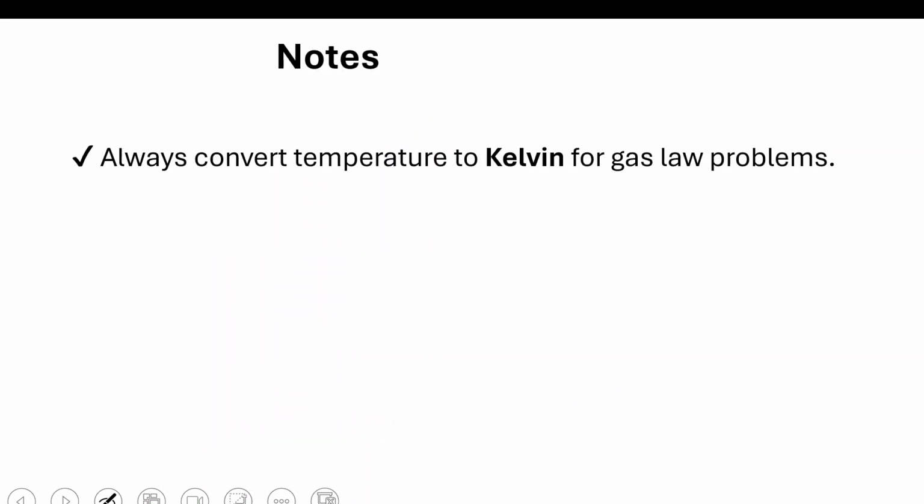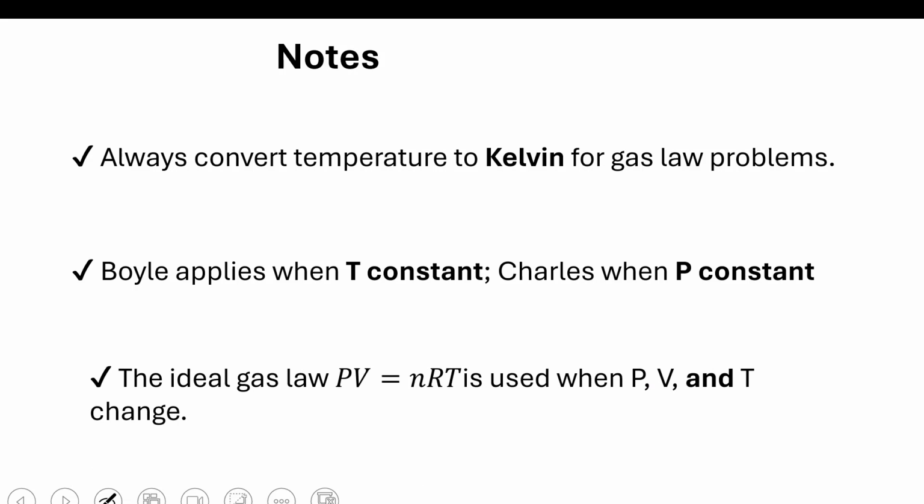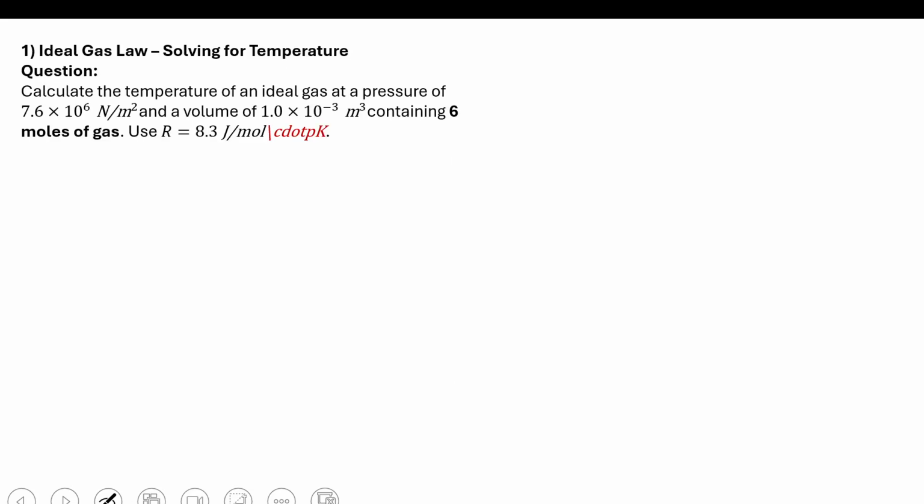Note here that you should always convert temperature to Kelvin for gas law problems. Always. Then Boyle's law applies when T is constant. Charles's law applies when P is constant. Remember that. The ideal gas law, PV equals nRT, is used when P, V and T change. Okay, so we'll go on to the next slide.